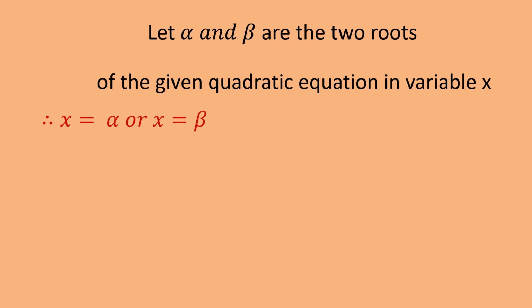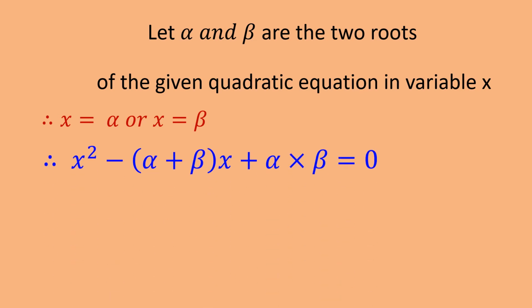So once we get x equals alpha or beta, we can form the equation as x square minus bracket start alpha plus beta bracket close into x plus alpha into beta equals 0.